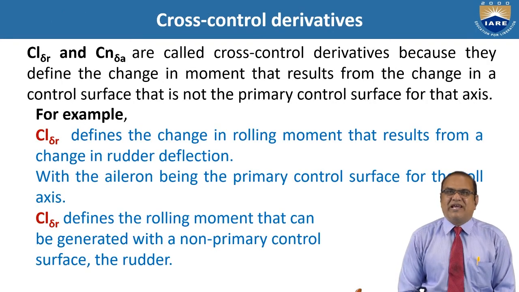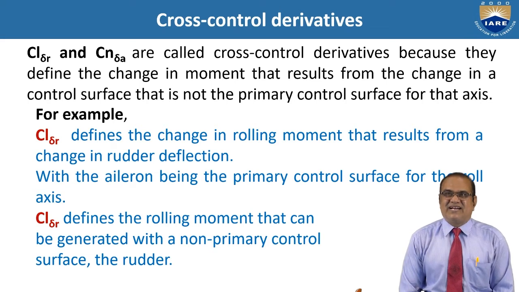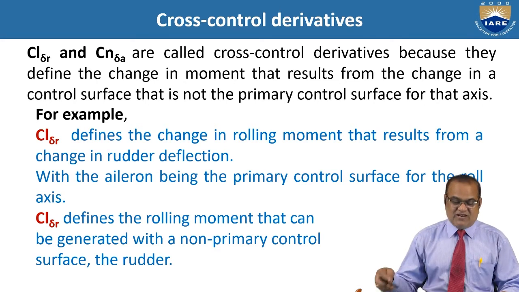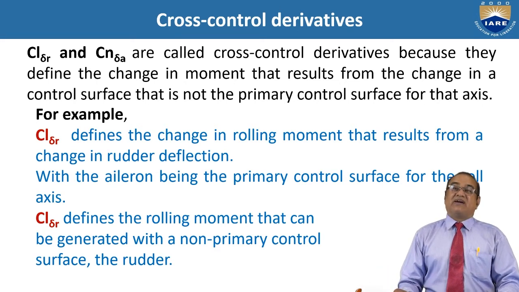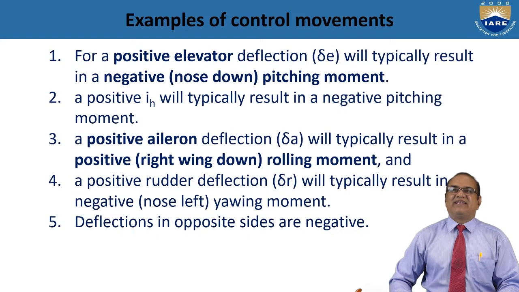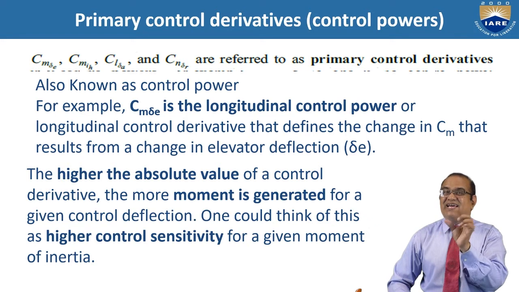Now the cross control derivatives. The next ones, CL delta R and CN delta A, are called the cross control derivatives because they define the change in moment that results from the change in a control surface that is not the primary control surface for that axis. Okay, so you can see very interesting issues here. Previously we have seen the control power, and in this you can see that Cm delta E, the Cm, depends on the elevator.